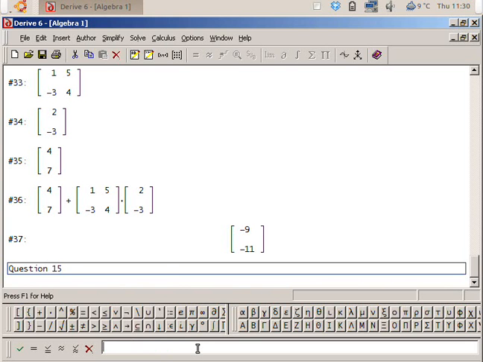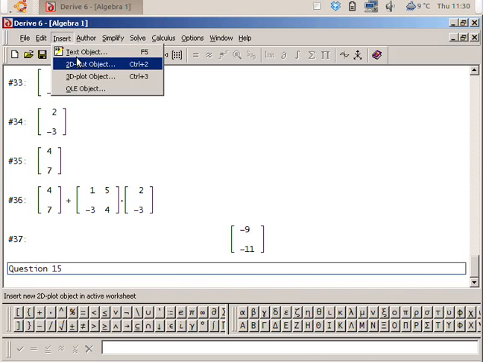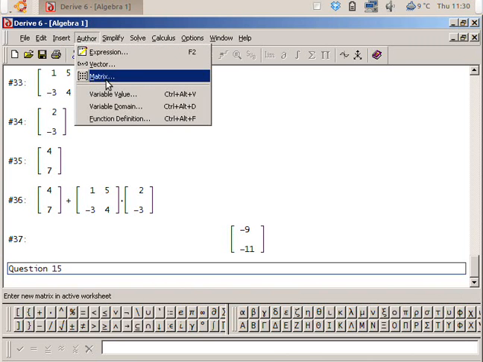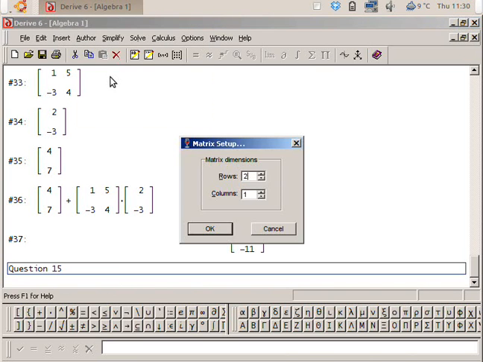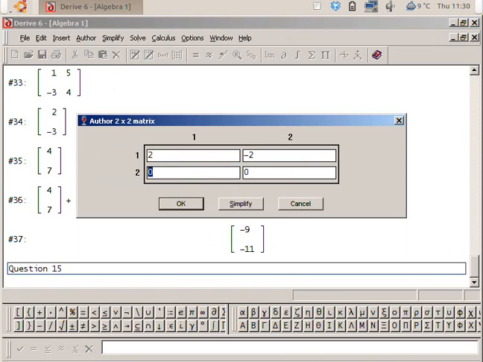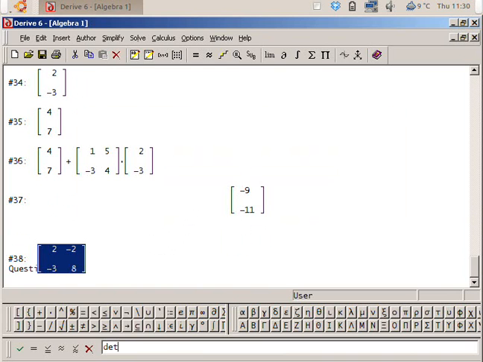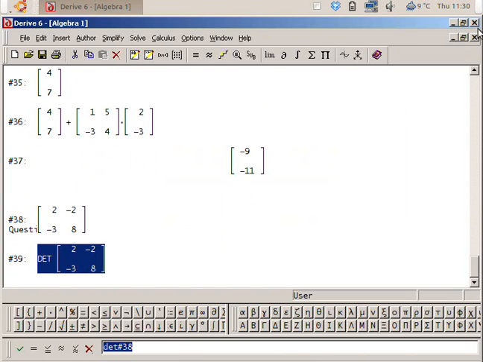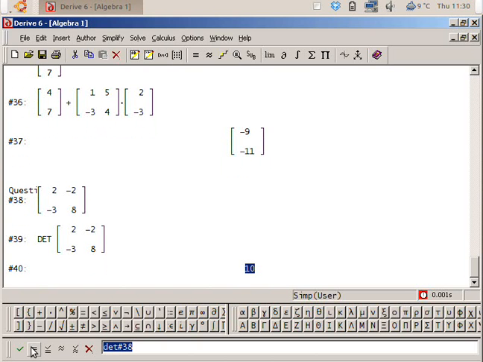Yeah, another matrix one here. Insert text, no, what do I keep doing? Insert matrix, author matrix, 2 by 2, 2, minus 2, minus 3, 8. And then I want the determinant here, so that's the determinant of line 38, which equals 10. I typed it, DET. See how it is here, Amjad? DET, line 38, just type it.